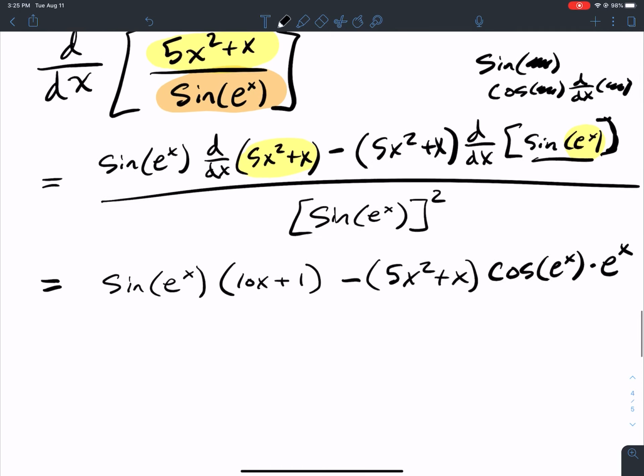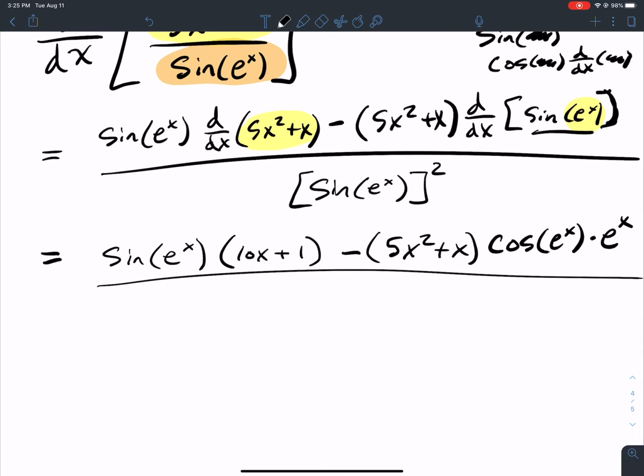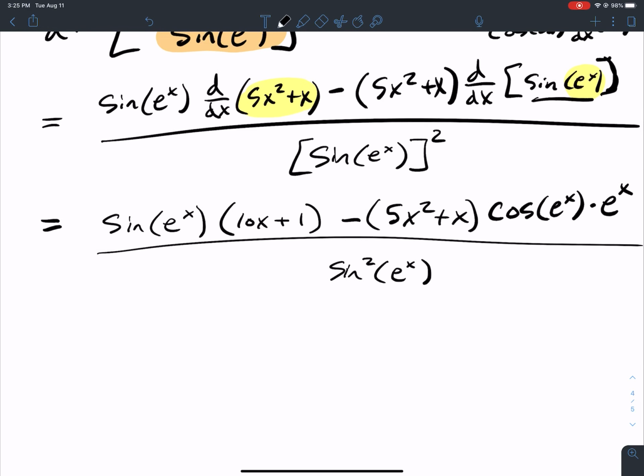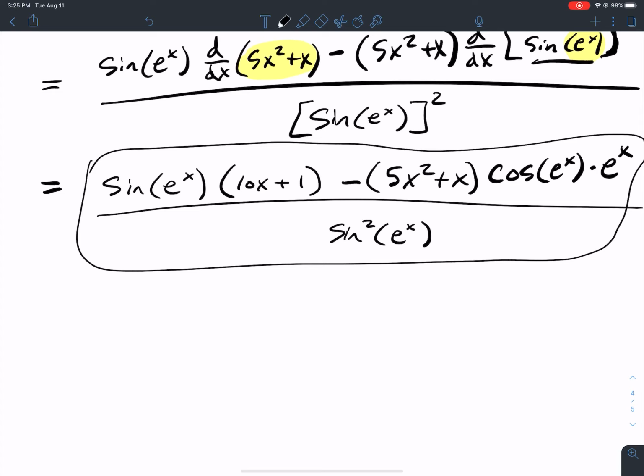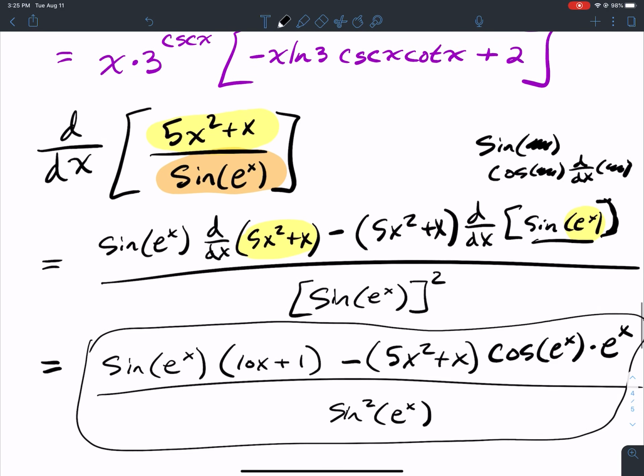It's e to the x divided by sine squared of e to the x. Okay, and I'm not sure that there's anything that we can take out here. So that's going to be about as simplified as you can make it. So you can leave your answer just like that.